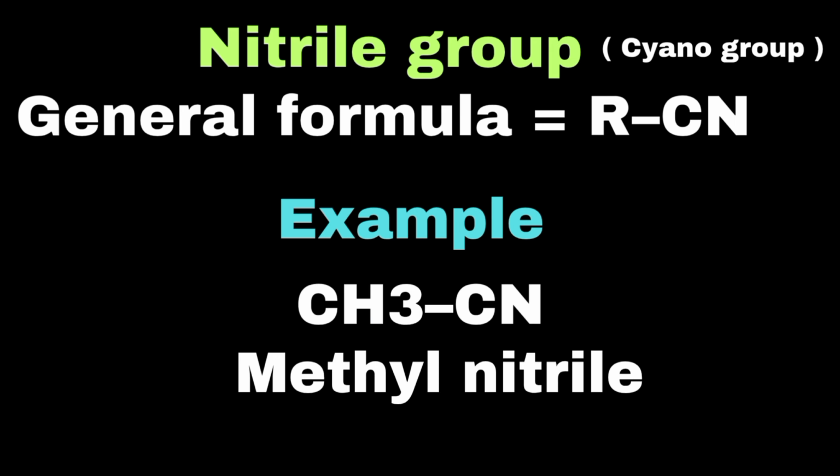Moving towards the nitrile group, it contains a carbon-nitrogen triple bond, and its general formula is RCN. Sometimes it is also called a cyano group. We can take the example of methyl nitrile to understand it.